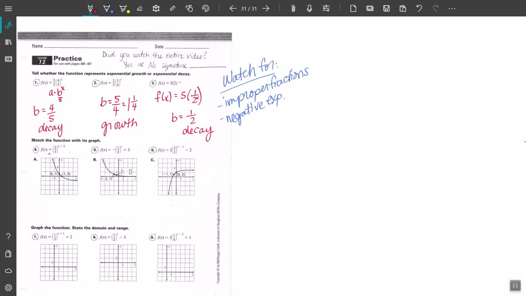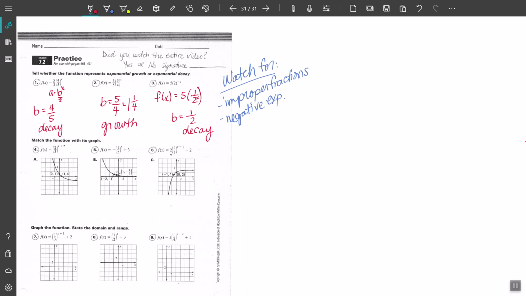The a value is 1. Just like in any of our other functions, when that a value isn't recorded, we assume it to be 1. So this b value of 2/3 is a fraction less than 1, so we know that shows decay. Number 5, the b value is 1/2, so this is going to show decay as well. And then number 6, the 2/3 is the b value, and that's going to show decay as well.